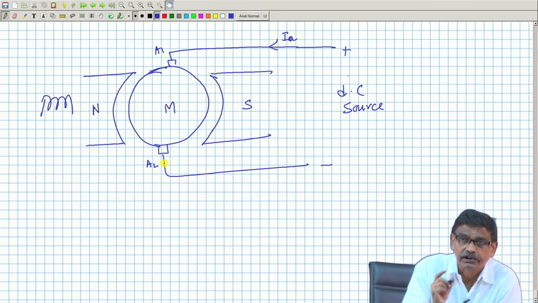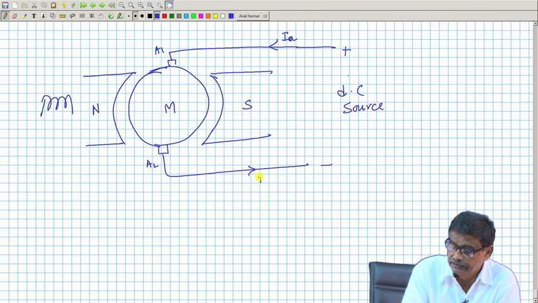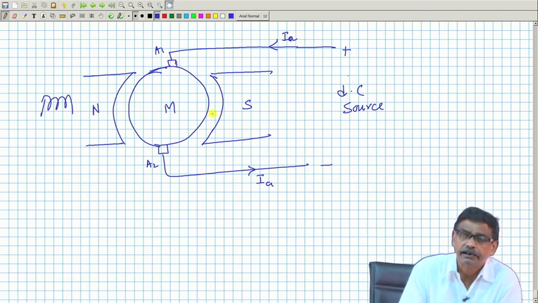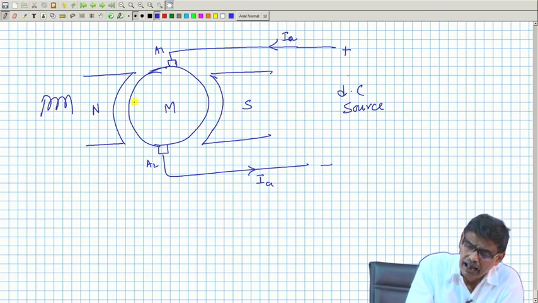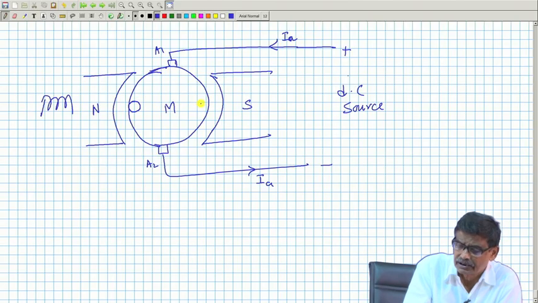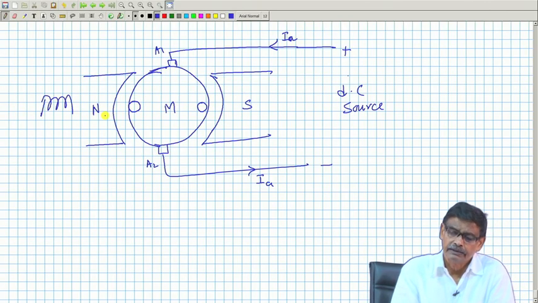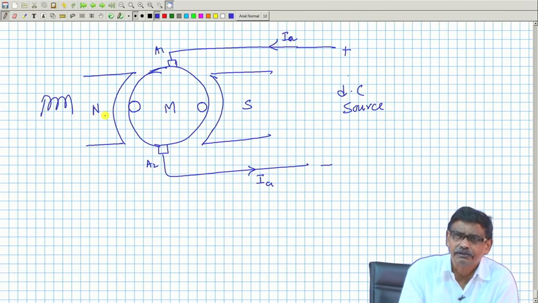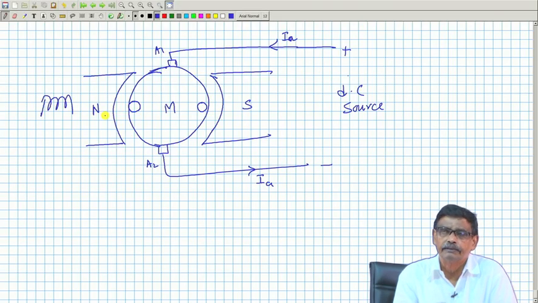Mind you, this is not the conductor current. Then this current will be divided into various parallel paths, IA by A will be the current. Now, I will draw just one conductor to avoid clumsiness in the figure. Now, whether this current will be cross or dot, I am not pretty sure.